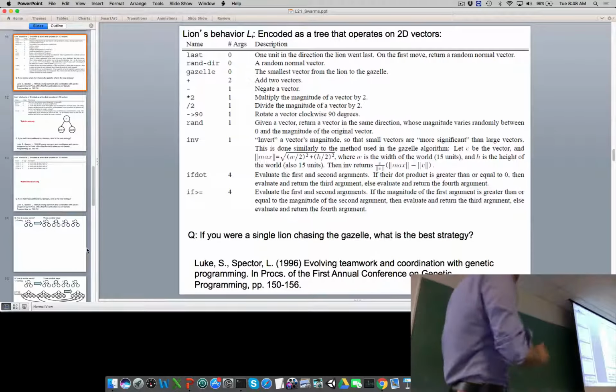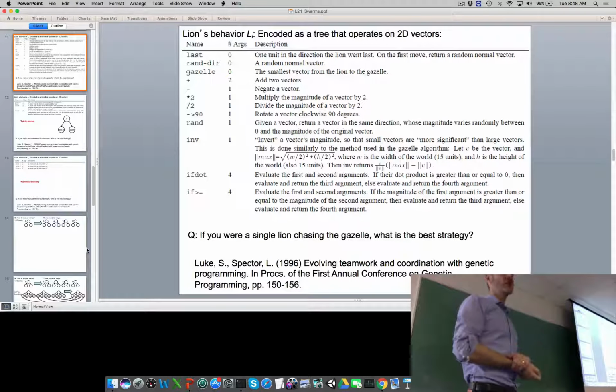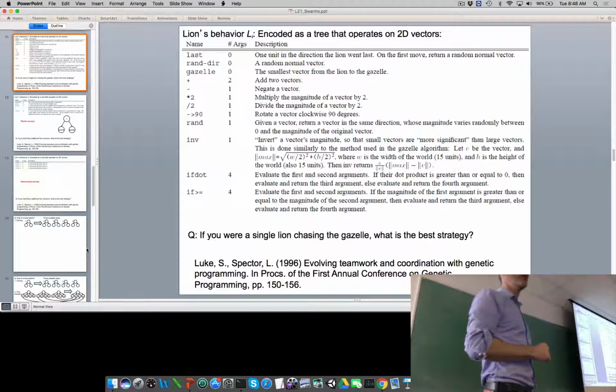We ended last time with this slide, which was visualizing the fact that the investigators in this case used genetic programming to evolve controllers for their lions. Genetic programming is a form of an evolutionary algorithm in which the genomes are encoded as trees rather than matrices or vectors. I ended last time by showing you a couple of potential genomes. We imagined a tree that was a single node, this node gazelle. Every node in a tree returns a vector, and that vector is the direction that the lion is going to move in the next time step.